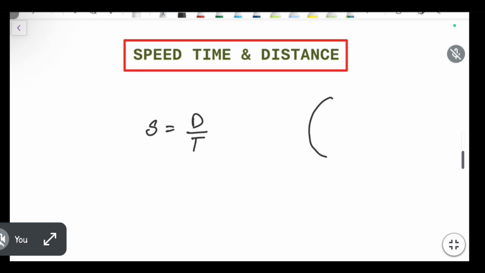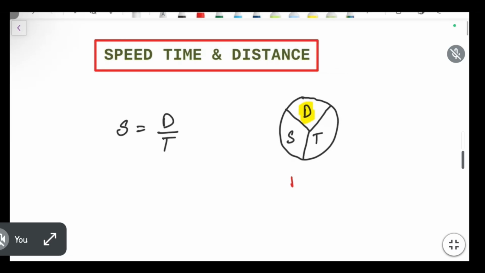Let me just draw like this, a circle here. I'll put distance here, speed here, and time here. So let's say, for example, if I need to find the value of distance, then what do we have? We have two things in the denominator. Distance is equal to speed into time. And let's say you need to find time. Then the formula will be time is equal to distance divided by speed.